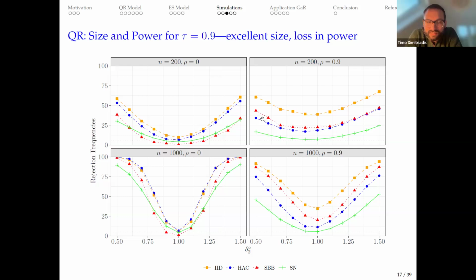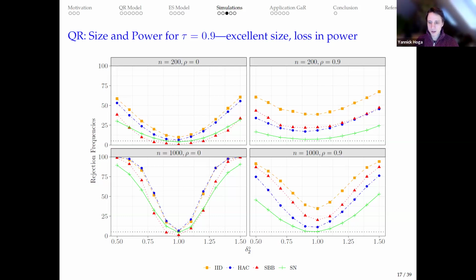Yannick? Yeah? Looking at the right panel of what we see right now, the HAC, the blue one, seems to be getting better if you increase the sample size. But the bootstrap still performs poorly. It should be consistent in theory for that setting. Do you know what's going wrong there? Yeah, we don't know what's going wrong.